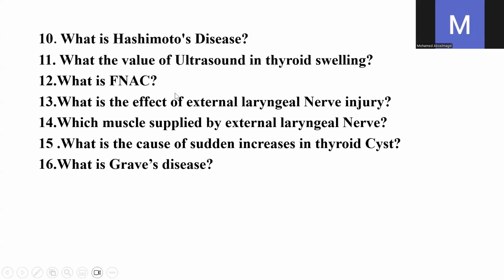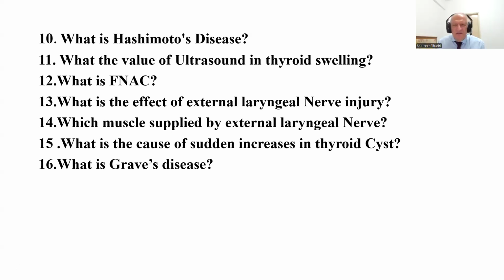All right. One of the complications of thyroidectomy is injury of the external laryngeal nerve, which is a branch of the superior laryngeal nerve. If this happens, what is the effect? Paralysis of the cricothyroid muscle, which leads to a loss of high-pitched voice, an inability to change voice tone. Of course, this will be bad for a singer, for example. So the loss of high-pitched voice is because of the effect on the cricothyroid muscle. It's supplied by the external branch of the superior laryngeal nerve, which we sometimes call the external laryngeal nerve.